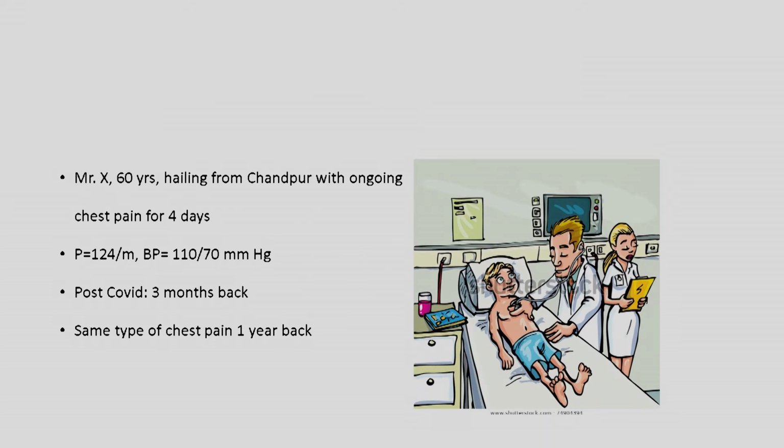This is a 60-year-old male hailing from Chatpur with ongoing chest pain for 4 days, and he was admitted in a private hospital where I routinely practice. On admission, his pulse was 124 beats per minute and blood pressure was 110/70. He had a history of COVID 3 months back, and he had the same type of chest pain 1 year back. For the last 1 year, the patient complains of ongoing chest pain, that is CCS class 3.